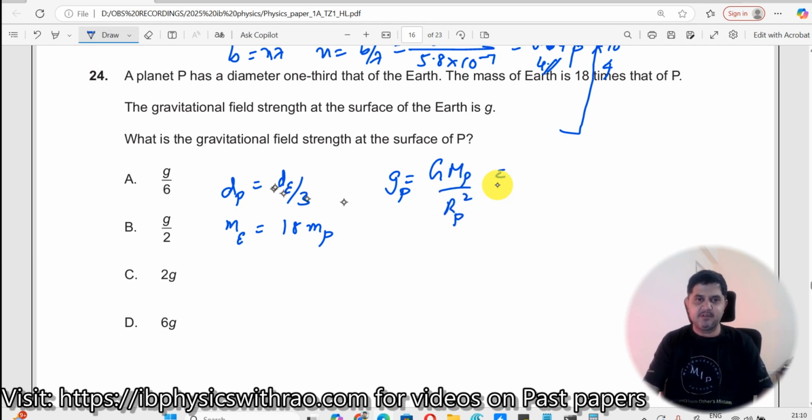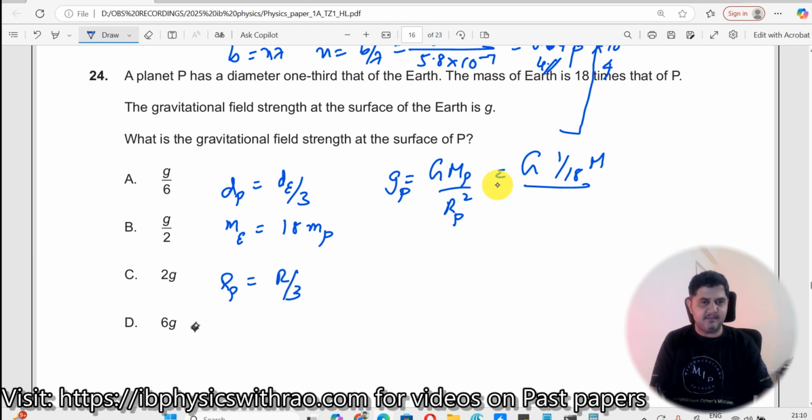So now let us substitute the values over here. G into what is the mass of the planet? The mass of the planet here is 1 by 18 times the mass of Earth. I'll write this as m only, divided by r. What is r here? See, if the diameter of the planet is equal to dE by 3, rp should be equal to r by 3, right? Yes. Both are diameters, radius also. So this should be r by 3.